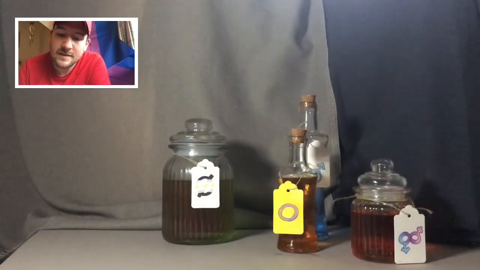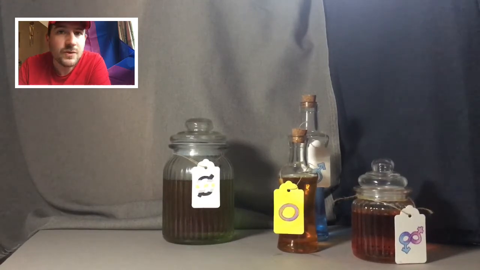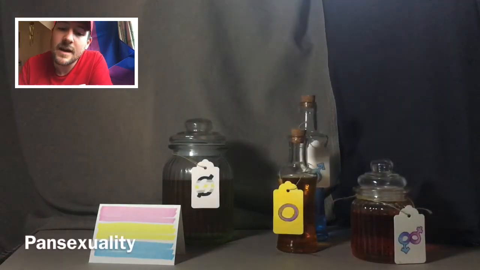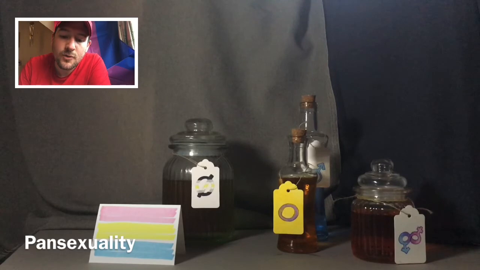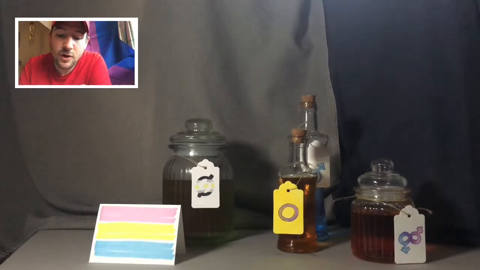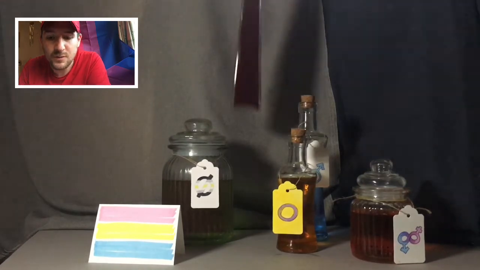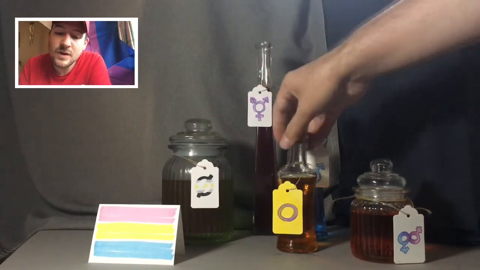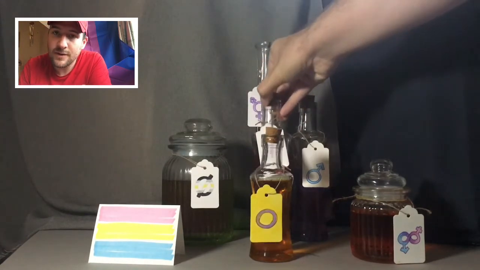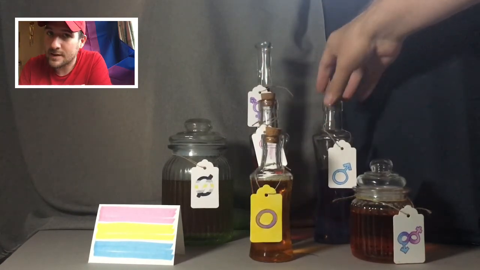The next term is pansexual. Now, there's two terms that are very similar, but they have some specific differences. Those are the terms pansexual and omnisexual. Both prefixes pan and omni mean all. So someone who's pansexual is attracted to all genders, and someone who's omnisexual is attracted to all genders as well. But the difference is that someone who's pansexual is attracted to all genders regardless of their gender or sexuality.